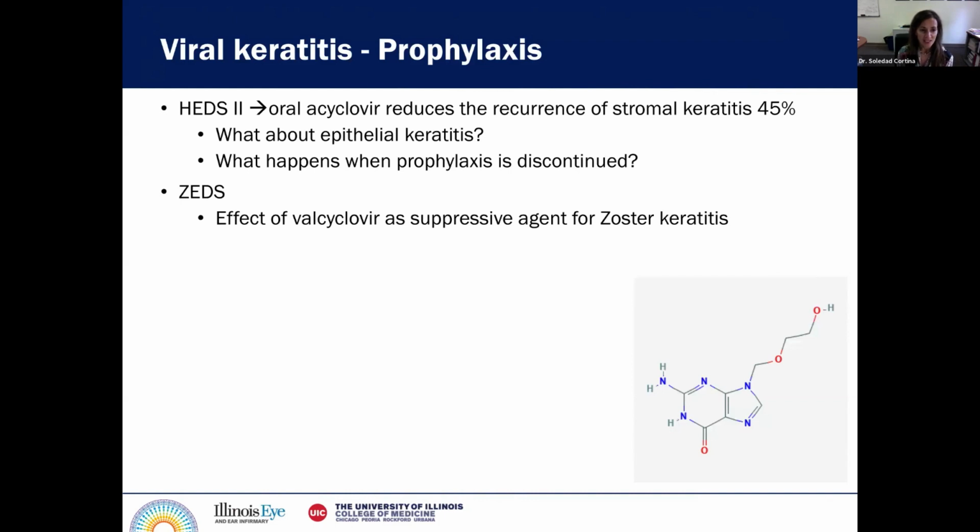We now have the ZET study, which is the study looking at the treatment of herpes zoster ophthalmicus. And basically, what this study wants to assess is the effect of valcyclovir as a suppressive agent for zoster keratitis. I think it's the sense from the corneal community that patients with zoster keratitis require high doses of acyclovir or valcyclovir to keep these eyes quiet. And this is what this study is actually looking at.